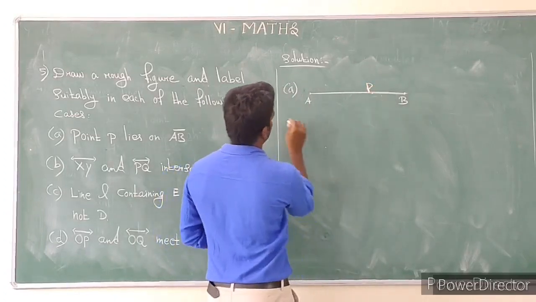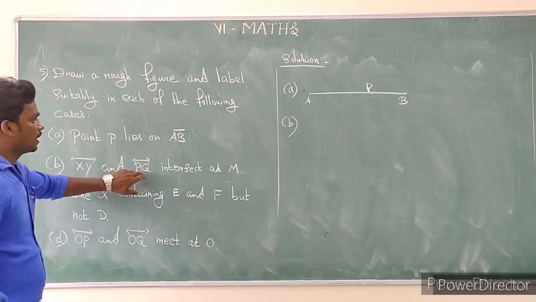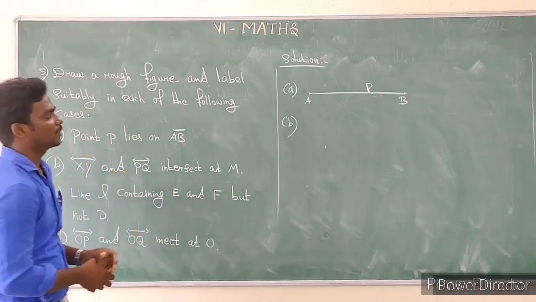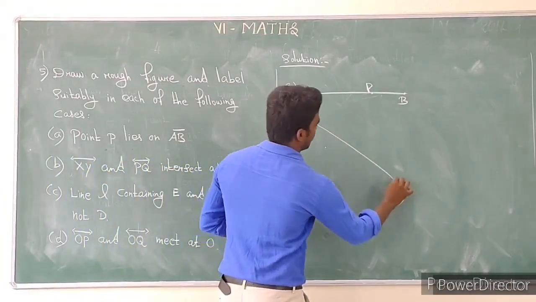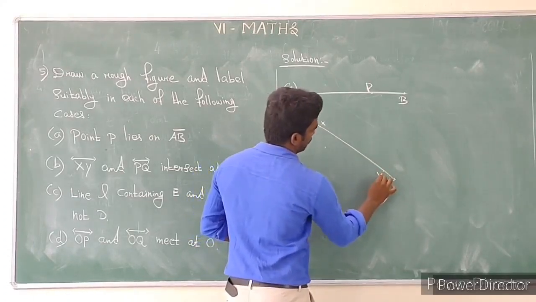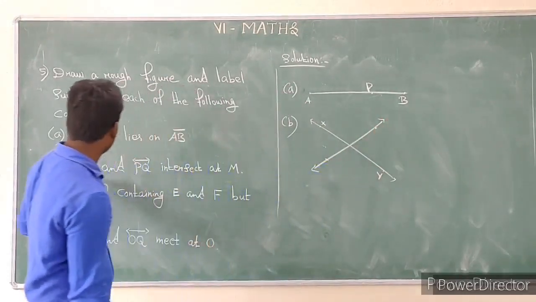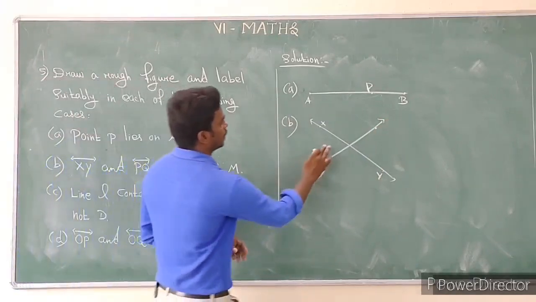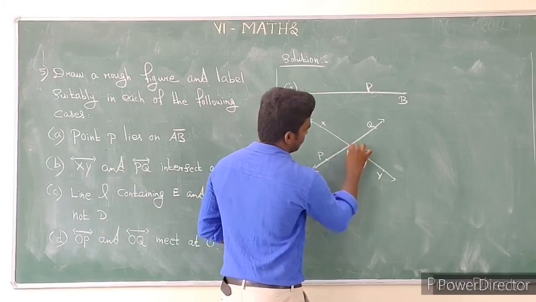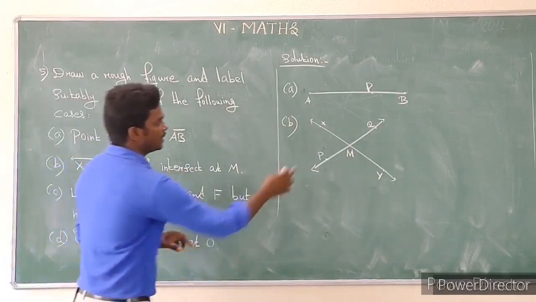What is the second condition? Line XY and line PQ intersect at point M. First we draw the line XY, and then the line PQ. XY and PQ intersect at the point M. That means M is the point of intersection.